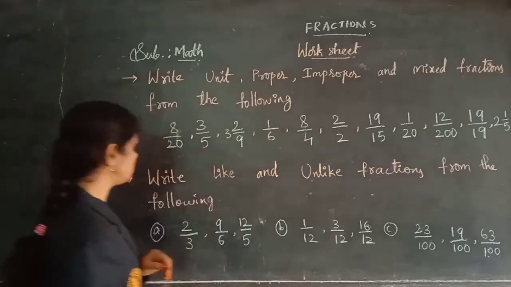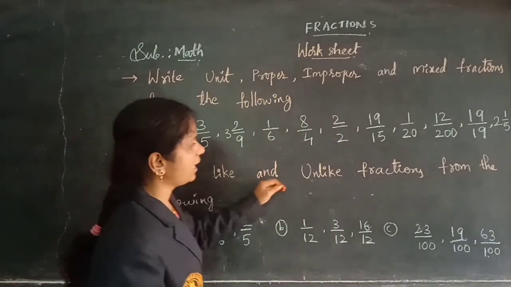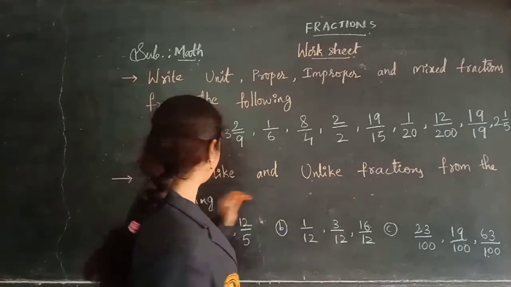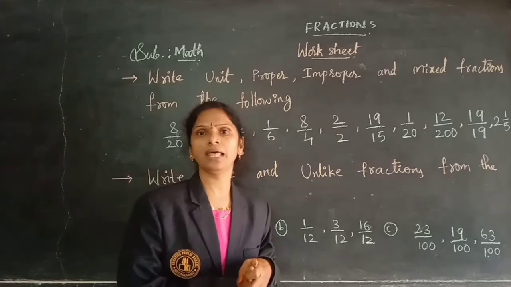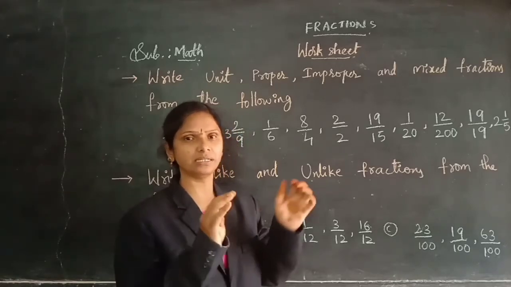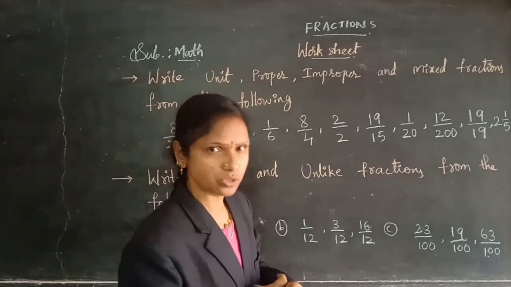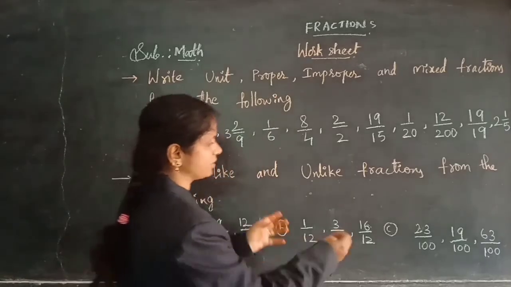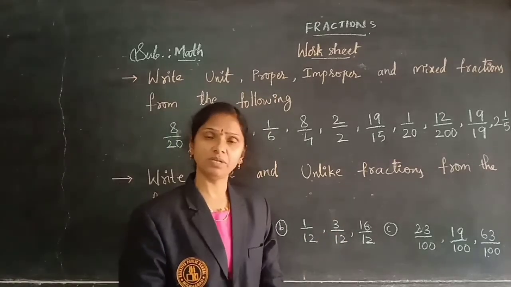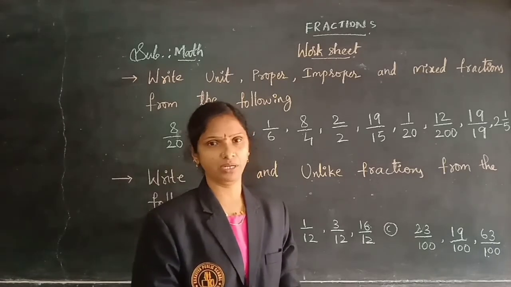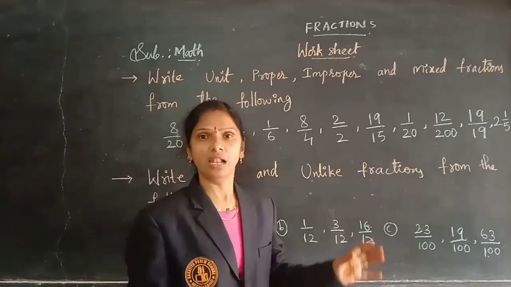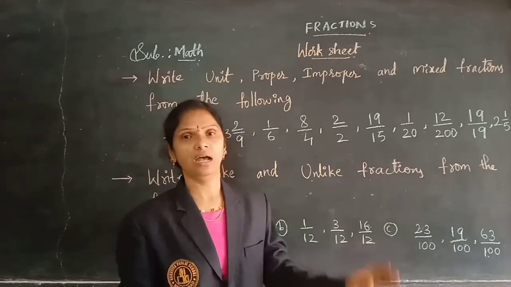Coming to this problem: write like and unlike fractions from the following. To know like and unlike, we need more than one fraction, means we need a set of fractions to say. Now I gave three problems. Like fractions means what? With the same denominator. Unlike fractions means what? With different denominators. You search which sets are like fractions and which sets are unlike fractions.